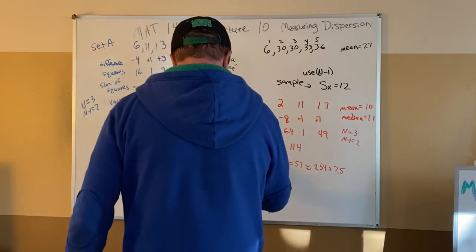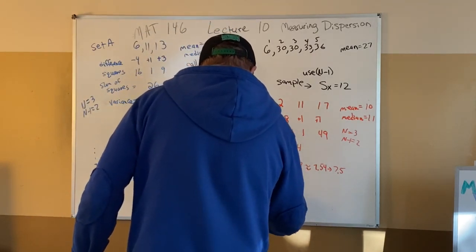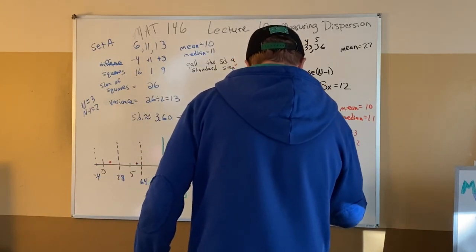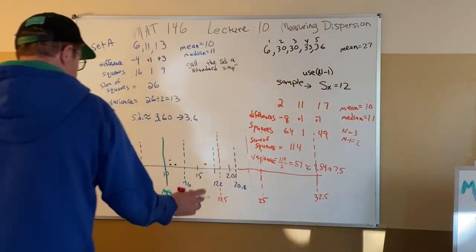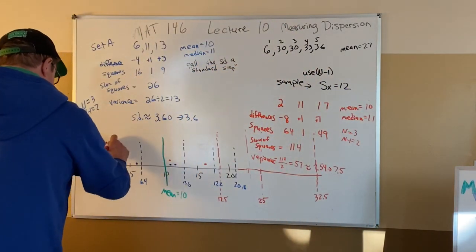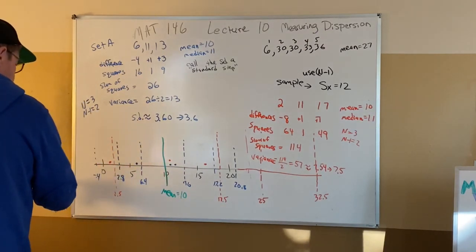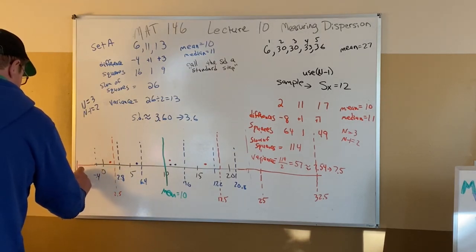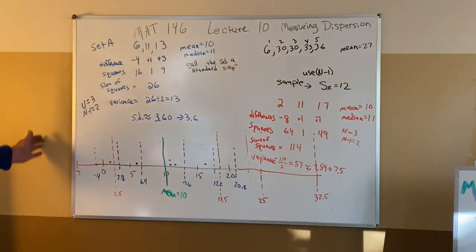Okay. 25. 32.5. Now this one will go to 2.5. Negative 5. The other one's off board. We're on center. It's out here, I'm not writing on the wall.